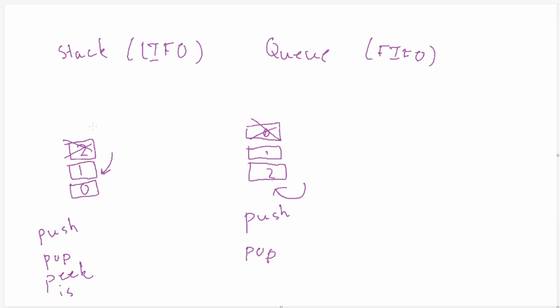Let's think about how we would use 2 stacks to implement a queue. So let's see. Again, these are the operations that we want to implement for the queue. Let me go back a little bit. So let's see.